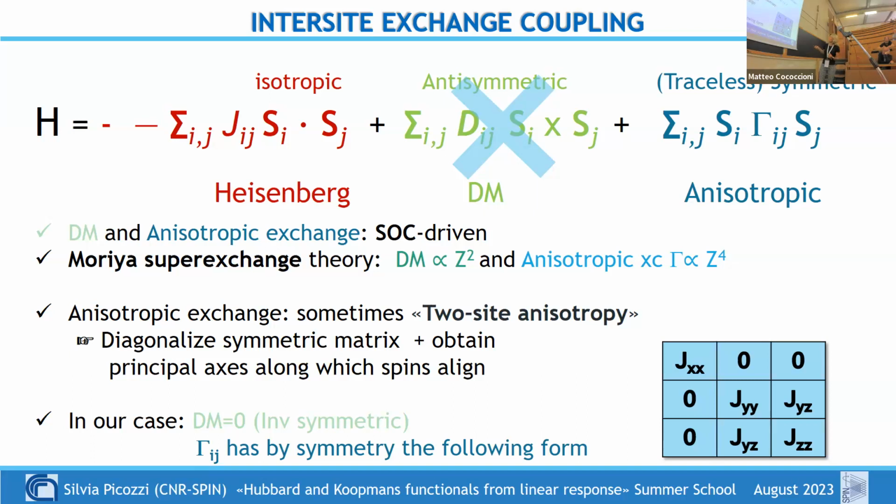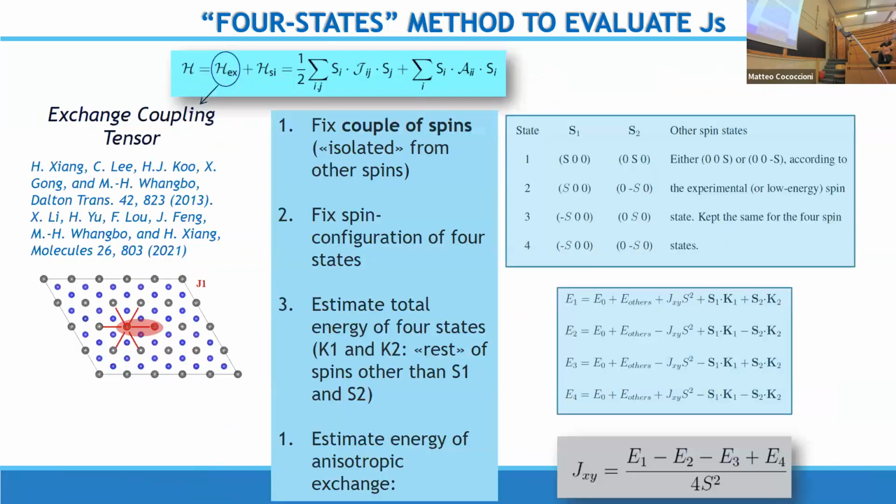Because DM is 0, I need only to have this same JYZ equal to JZY. But you see, I don't have a number which describes my interaction. I have a matrix, and this matrix I can estimate from DFT. This was proposed not by our group, but you can estimate it.